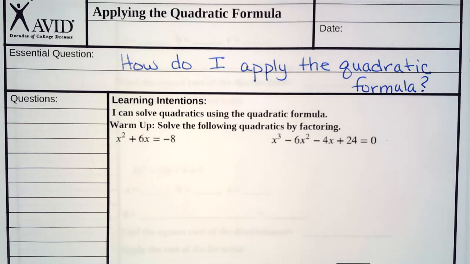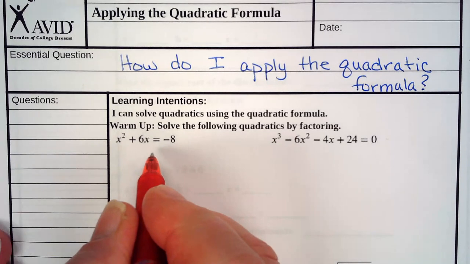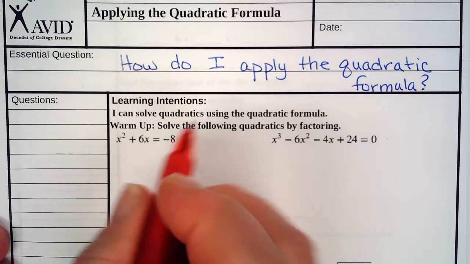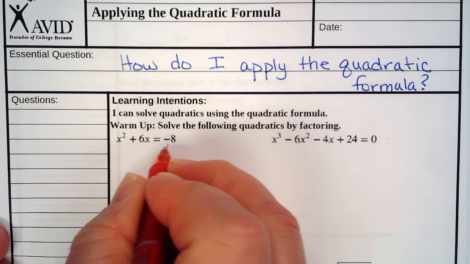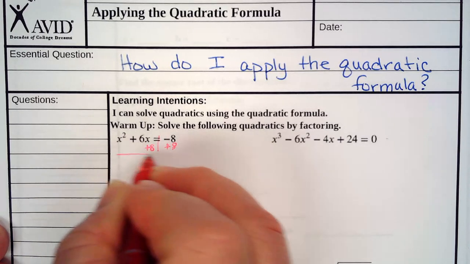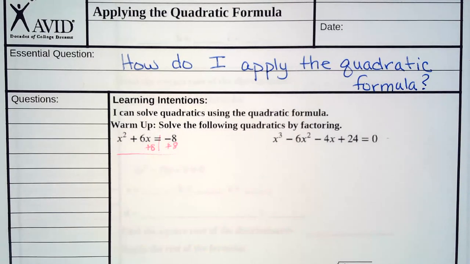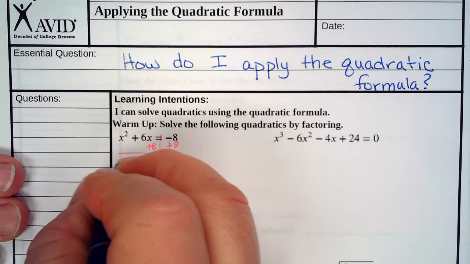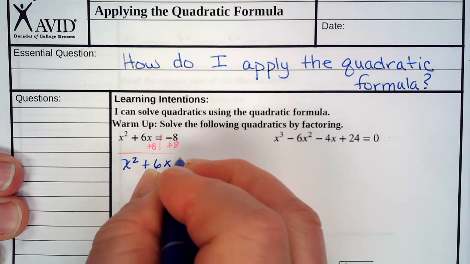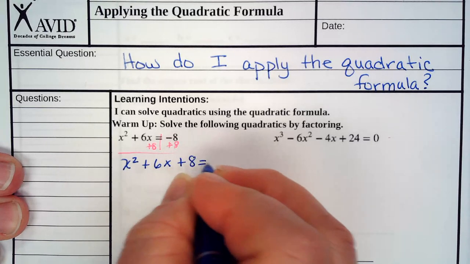Well, I hope you tried. I hope you paused the video and tried at least to work through as far as you can go. So as we're looking at this, is it set up equal to 0? No, I have to add 8 to both sides. So now it becomes x squared plus 6x plus 8 equals 0.